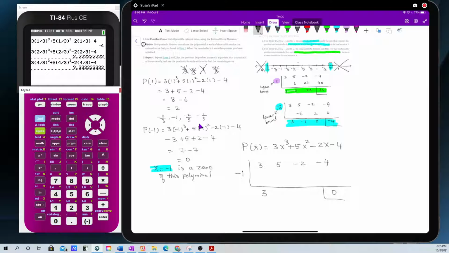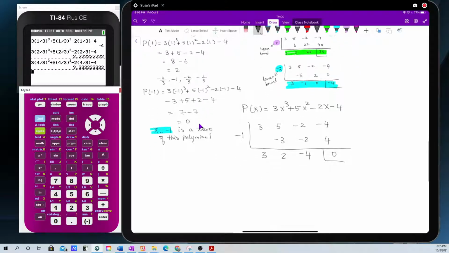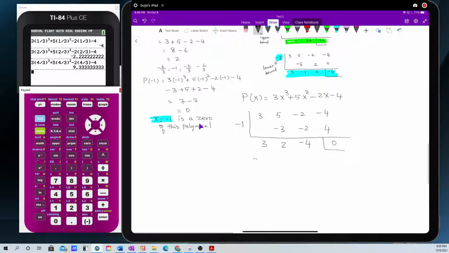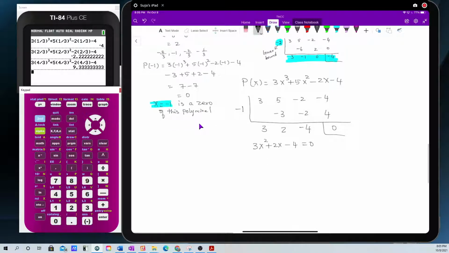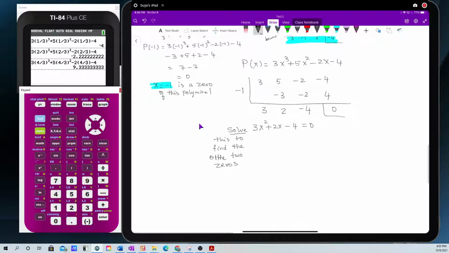So let me bring down the 3, negative 3, 2, negative 2, negative 4, positive 4, 0. So this brought my polynomial down to 3x squared plus 2x minus 4 equal to 0. Now I need to solve this to find the other two zeros. So again, this cannot be factored.